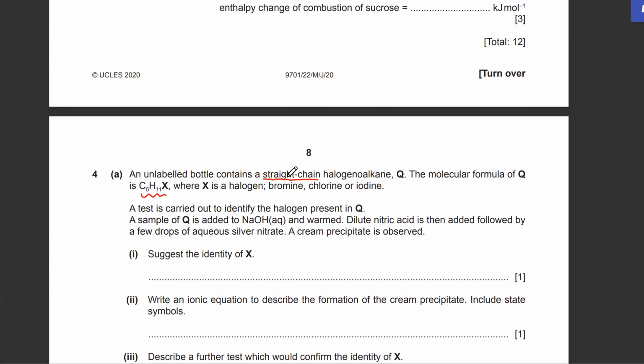Remember, this is the summer 2020 question paper 2-2. So anyways, what's next? A test is carried out to identify the halogenoalkane present in Q. A sample of Q is added to NaOH and warmed. Then dilute nitric acid is added, followed by a few drops of silver nitrate. A cream precipitate is observed.